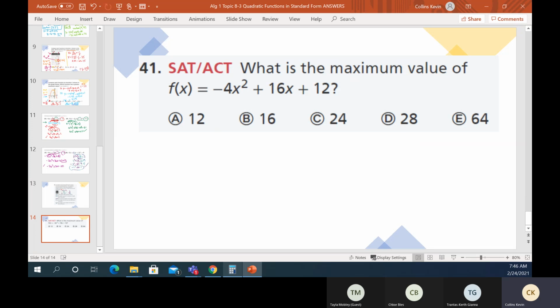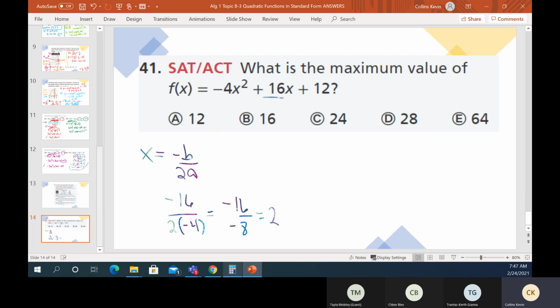So we start with our x equals minus b over 2a, right? So here's b, so it's going to be negative 16. And then over 2 times a is minus 4. So we double up that. So I'm going to get minus 16 over minus 8. The minuses cancel. 16 divided by 8 is 2.